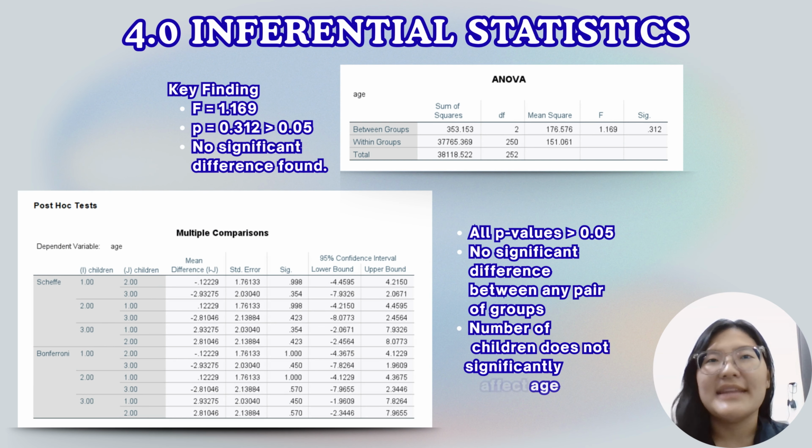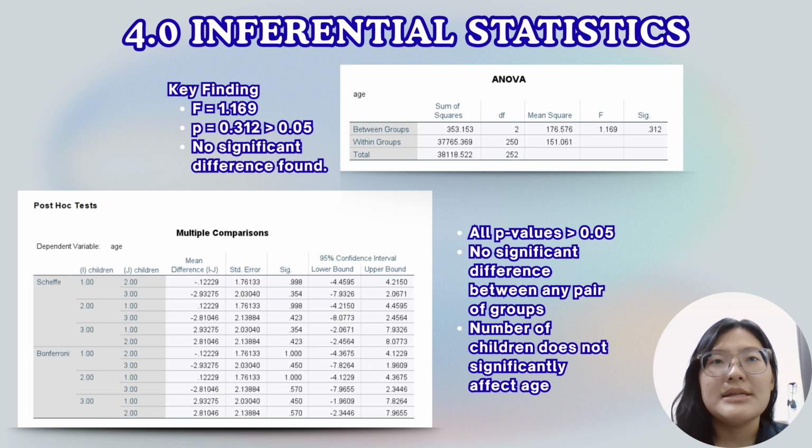The one-way ANOVA test produced an F-value of 1.169 and a p-value of 0.312. Since the p-value is greater than 0.05, we fail to reject the null hypothesis. This indicates that there is no statistically significant difference in mean age among respondents with different numbers of children. In conclusion, although respondents with three children appear slightly older on average, the observed differences are not statistically significant. Therefore, the number of children does not significantly affect respondents' age in this sample.